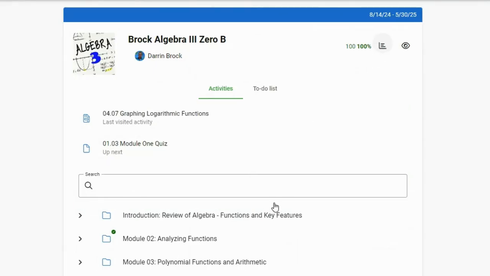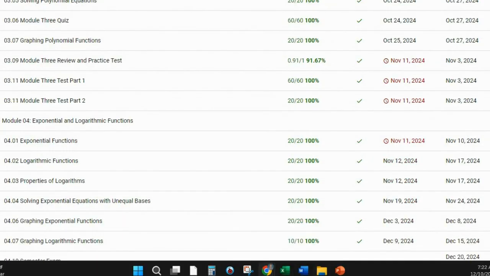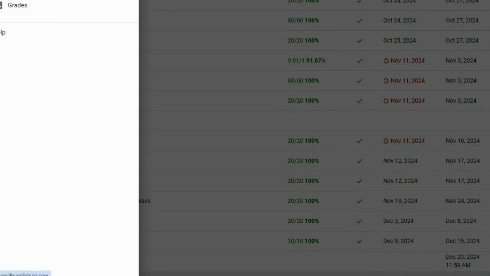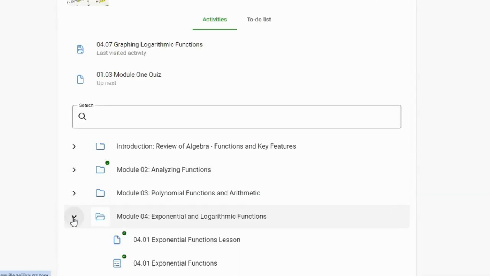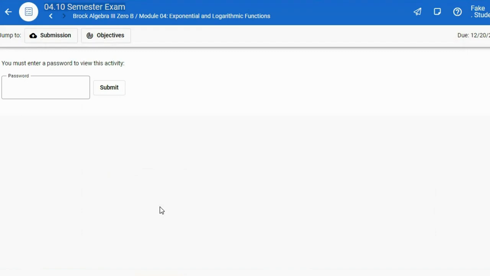Okay, let's go to our grade screen and scroll way down to the bottom. Oh, I've already done the assignment for this week for 0B. Look at that. I already got mine turned in. Graphing logarithmic functions is this week, 4.07. And then the semester exam is next week. So we have one lesson that's due this Sunday, graphing log functions, 4.07, and the semester exam. If we go here and look, module 4, here's our lesson. If you go to the semester exam, it's there. You just can't get to it yet because it's not time.